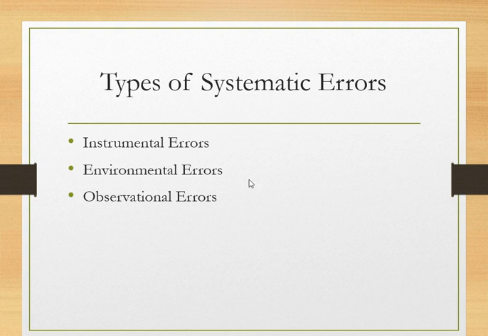Next thing is observational error. These observational errors are introduced by the observer. These errors may be introduced due to parallax error while reading a meter, or improper scale selection. Parallax error is the most important error that occurs in observational errors. We have seen that parallax error previously: due to an improper angle of view of that meter or scale, we get that error.